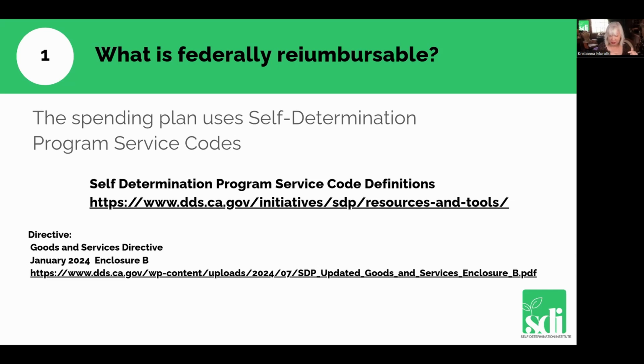And the second place to look that has a good description of whether something's allowable or not is this goods and services directive. Now, they've updated this directive a few times, so look for the January 2024 one because that has the most recent information. And it has an enclosure B. So don't forget, you can get these slides and get the links. It'll take you directly to this directive. And that little chart goes through this is permissible, this is not permissible. So these are the two places that are really helpful to know: is this something that is federally reimbursable or allowable in the self-determination program?